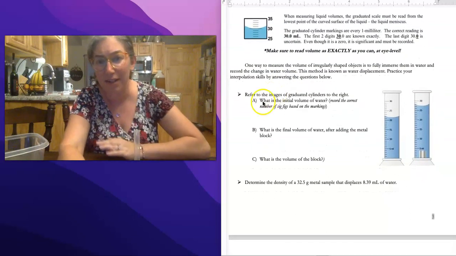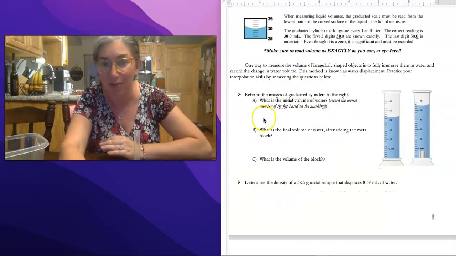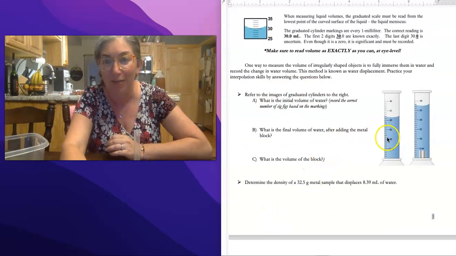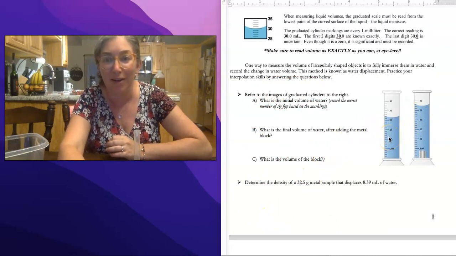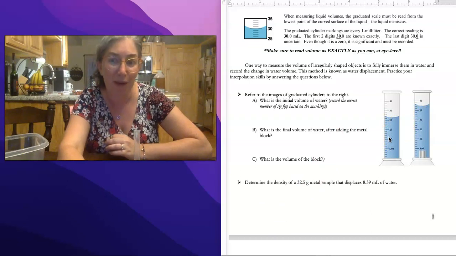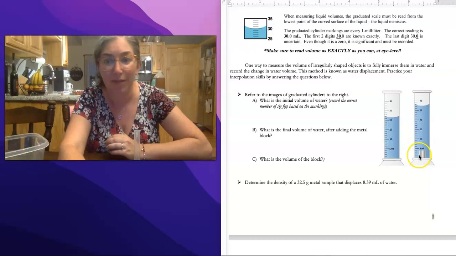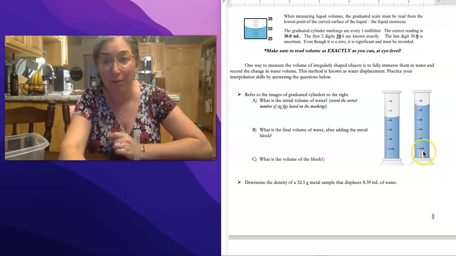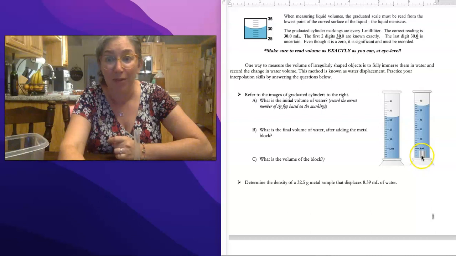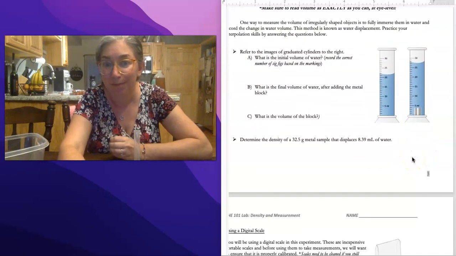All right, so there are some practice problems here for you to solve. Practice reading these two graduated cylinders. And in this problem, you are also going to be determining the volume of this little cylindrical piece of metal here. The volume, of course, will be the difference between the volumes of water, because this metal piece will displace the same amount of volume as itself.